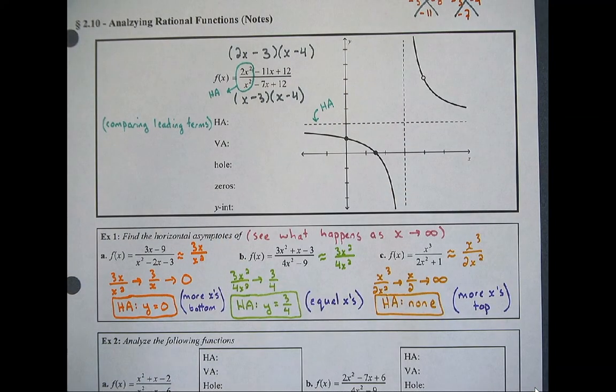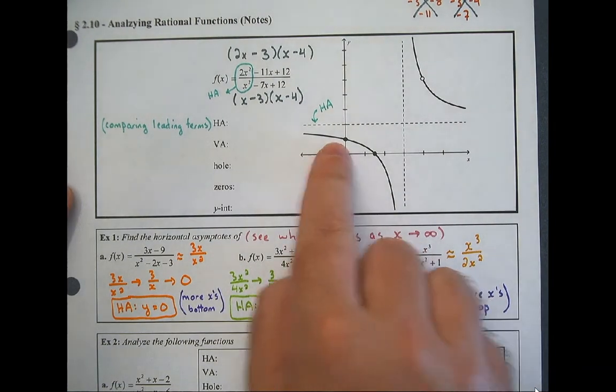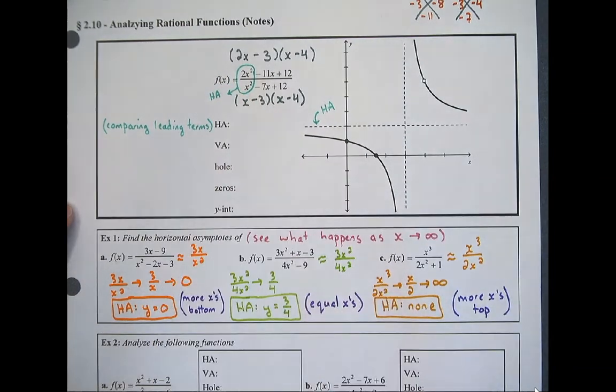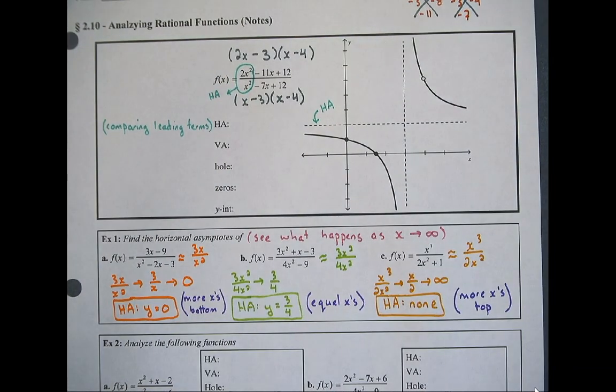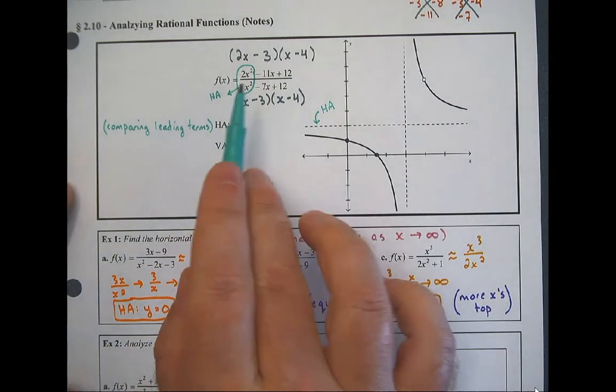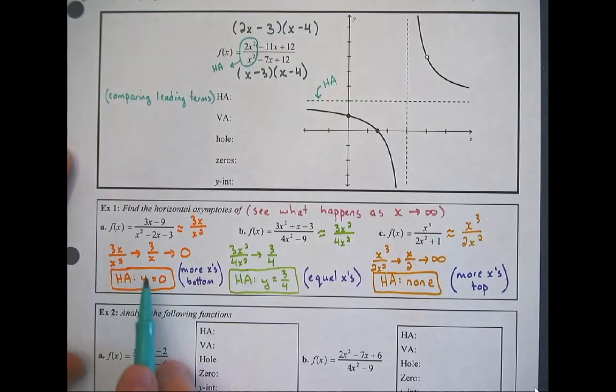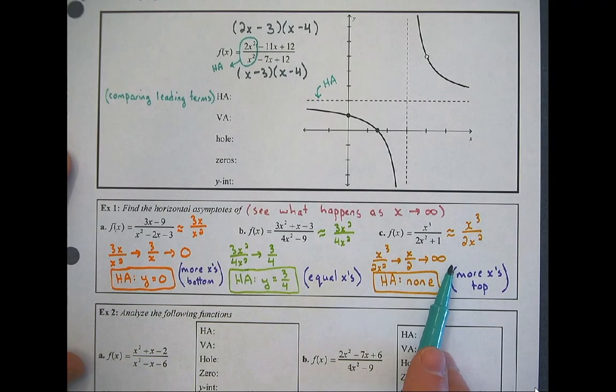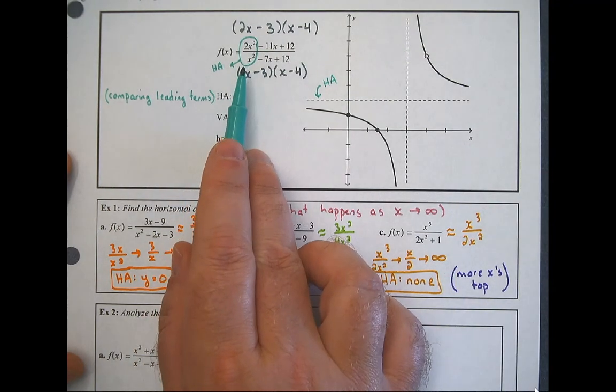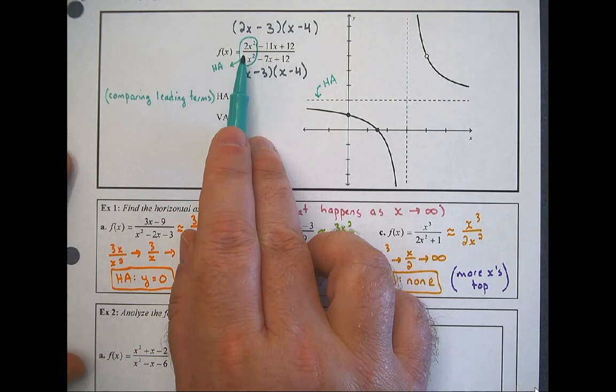Well, look at the equation for our vertical. Oh, sorry, I guess we should have compared the HA. Let's get that out of the way before we move on. So the HA, 2x squared over x squared, which scenario does that fall into? Are there more x's on the top, bottom, or tie? Well, it's a tie.